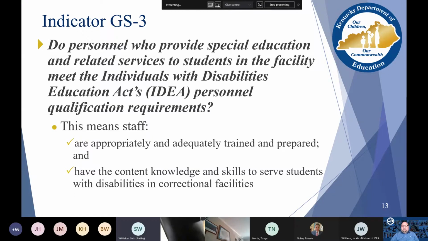You have to be teaching within the content. Now we can talk about alternative certification within the content knowledge and skills to serve students with disabilities in correctional facilities. So again, are you certified and are you qualified to teach the students in the classroom? Whether that's a special education certification or a regular education certification, you have to be properly certified to provide instruction to those students.